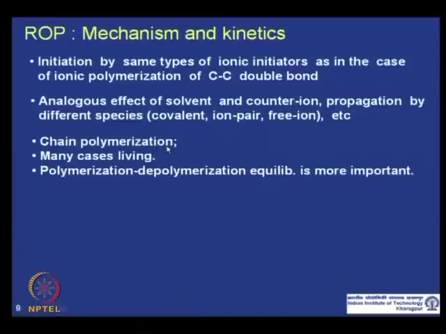Now, this is a chain polymerization that is interesting, because if you have a lactone, you are opening it up and making a polyester, or if you have a lactam, you are opening it up and making a polyamide. Polyesters and polyamides are typically synthesized by step polymerization, as we discussed earlier, but they can also be synthesized by ring opening polymerization of the cyclic monomers, and the mechanism here is chain polymerization.